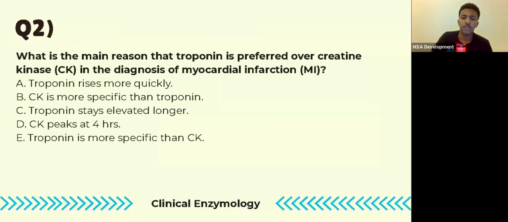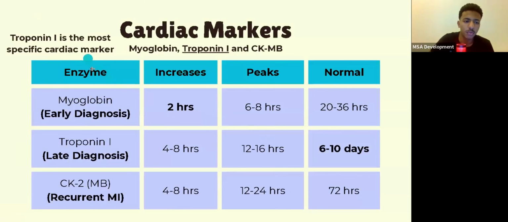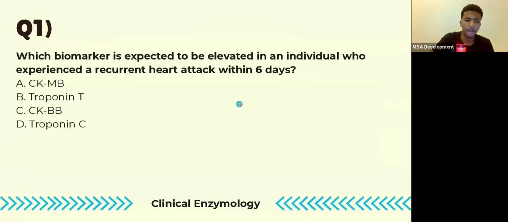What is the main reason that troponin is preferred over creatine kinase in the diagnosis of MI? 3, 2, 1. This one, you just kind of have to remember it. It gets repeated a lot as well. The answer is E. Troponin is more specific than creatine kinase. As we said before, troponin I is the most specific cardiac marker.